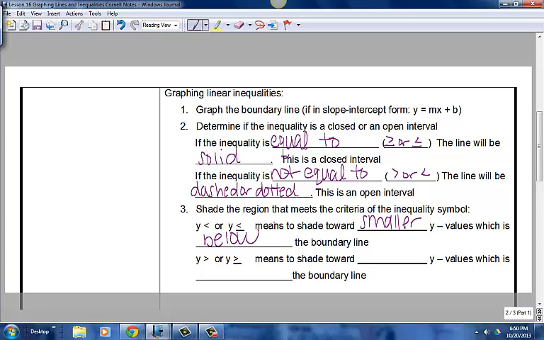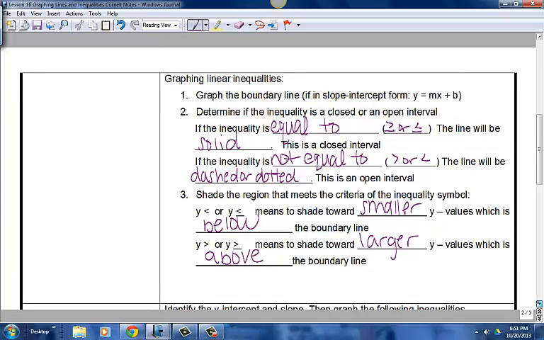If we have y is greater than or y is greater than or equal to, that means we're going to shade towards the larger y's. The larger y values, which is above the boundary line. Let's look at some examples.